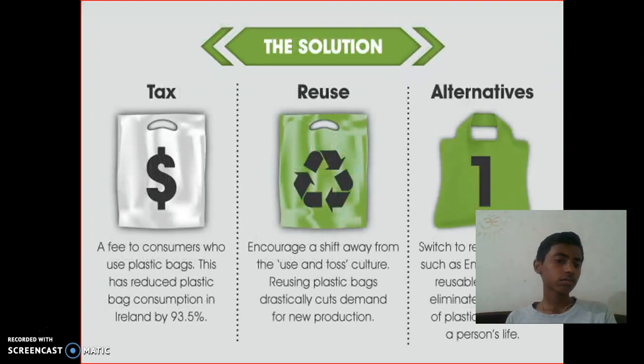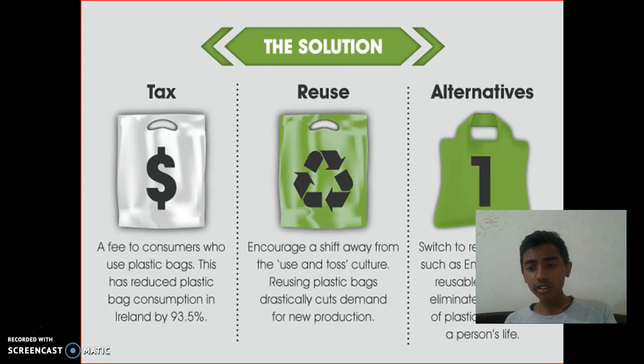The solution. The fee to customers who use plastic bags should be increased. Reuse. Encourage a shift away from the use-and-toss culture. Reusing plastic bags discreetly cuts demand for new production.